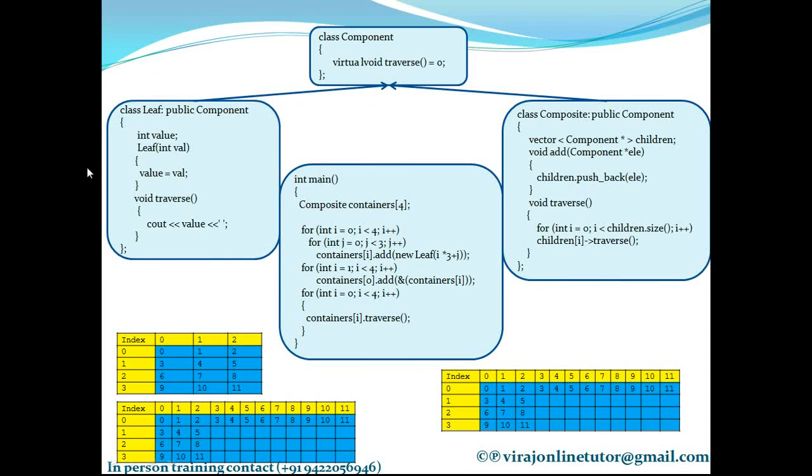So if you want the leaf and composite objects to behave uniformly, use the composite design pattern. So what behavior is the same here? The behavior is the traverse. So in the leaf I have a traverse implemented, in the composite I have a traverse implemented, and both are behaving uniformly as part of its implementation. So this is an example of the composite design pattern.